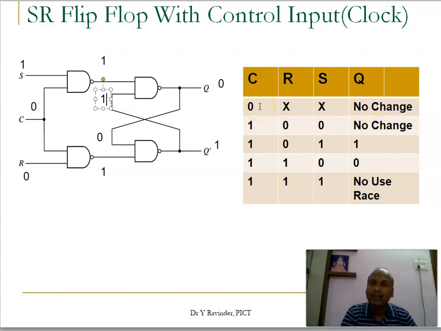Now, whenever I want to change the output with the help of inputs, I cannot do that as long as this is 0. If this is 0, even if they change this to 0 1 or 1 0 1 1, this will remain the same. This is called a disable or a control.